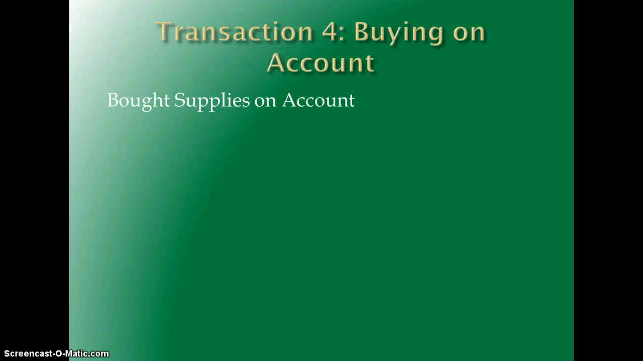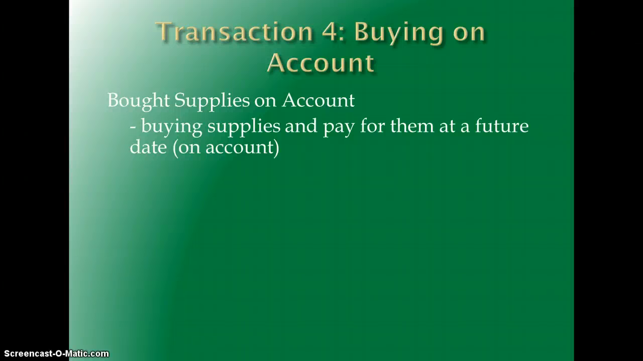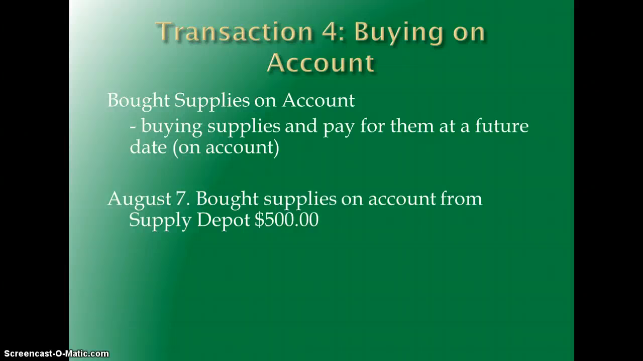Transaction number 4, bought supplies on account. Not every business buys everything and pays cash for it immediately. Sometimes you have to buy things and then later pay for them at a future date, which is called on account. An example would be bought supplies on account from a company called Supply Depot for $500. That means we go to Supply Depot, they give me $500 worth of supplies, and in turn I agree to pay them back $500 later.